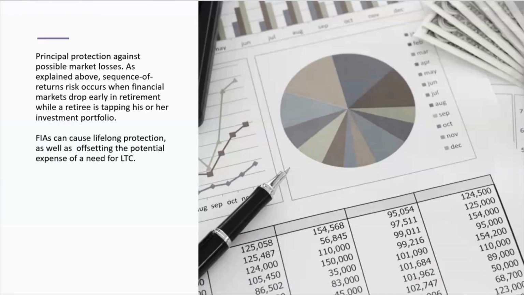So fixed income annuities can cause lifetime protection. They provide lifetime protection as well as offsetting the potential expense of a need for long-term care. Well, if you do page 2 of the confidential, you cover all that before you ever talk about products and before you ever have to set the stage for the conversation. It's almost like you're seeding the ground, and putting those people in a conversation that they want to have with each other and don't know how to do it.